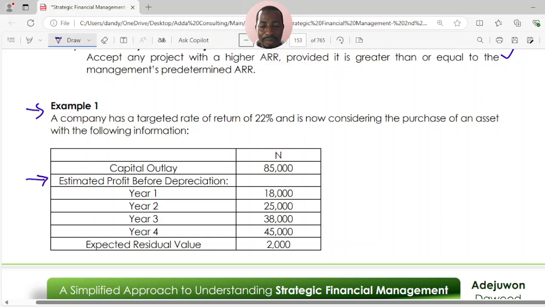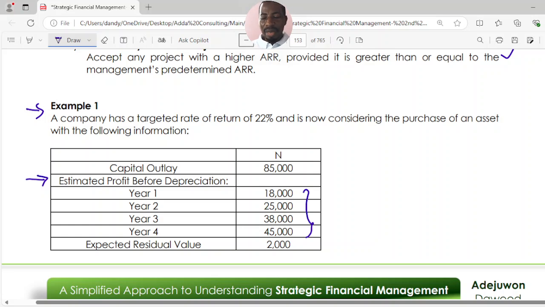The first thing first, like I mentioned, the first working that you are going to do is to calculate annual depreciation. Okay, and you know that annual depreciation is the cost of the project minus the scrap value divided by the useful life of the project. Okay, now you keep it on one side. Then, of course, the examiner has told us in this question the estimated profit before depreciation. Profit before depreciation is not the same thing as profit. Profit before depreciation simply means cash flow. All these numbers are cash flow. They are profit before depreciation.